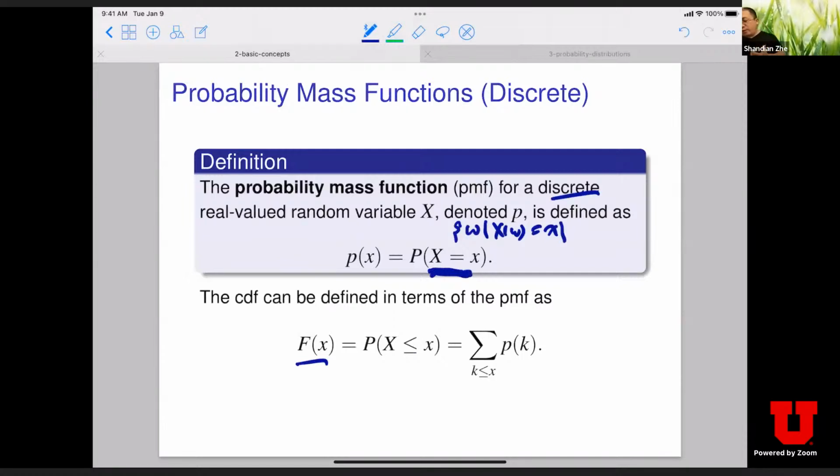So you can also define your cumulative distribution function based on your probability mass function. If you want to look at the probability of the event that corresponds to your random variable big X less than or equal to the small x, then you just sum up the probability mass at all the random variable values that are less than or equal to x.